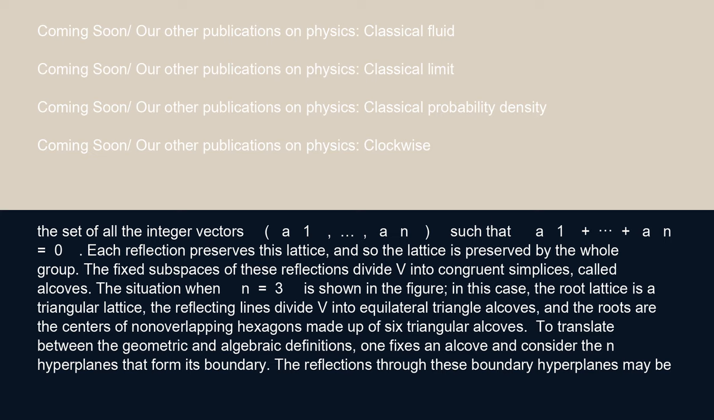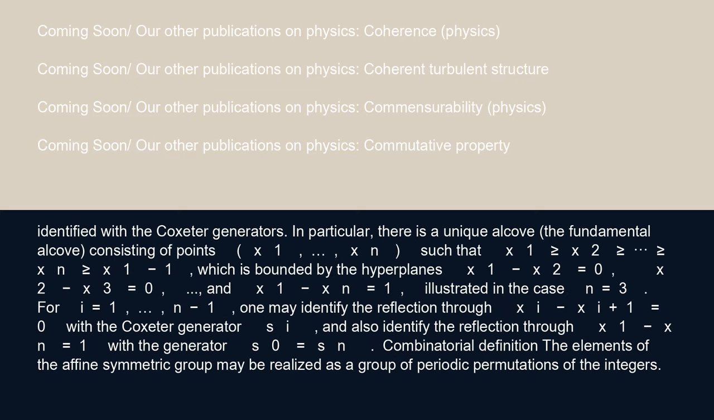The reflections through these boundary hyperplanes may be identified with the Coxeter generators. In particular, there is a unique alcove, the fundamental alcove, consisting of points (x1, ..., xn) such that x1 ≥ x2 ≥ ... ≥ xn ≥ x1 − 1, which is bounded by the hyperplanes x1 − x2 = 0, x2 − x3 = 0, and x1 − xn = 1, illustrated in the case n = 3.